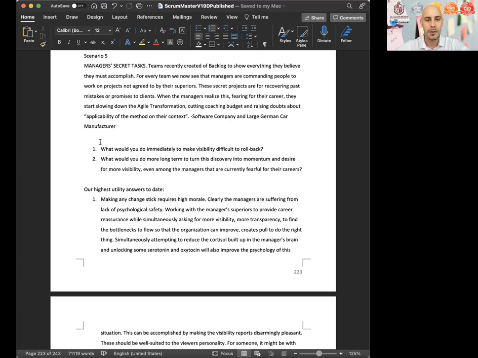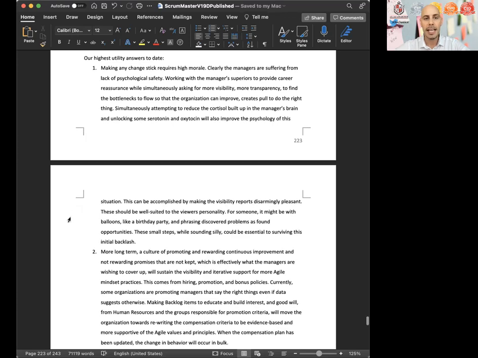Okay, question 1. What would you do immediately to make visibility difficult to roll back? Question 2, what would you do more long-term to turn this discovery into momentum and desire for more visibility, even among the managers that are currently fearful for their careers? Our highest utility answers to date.